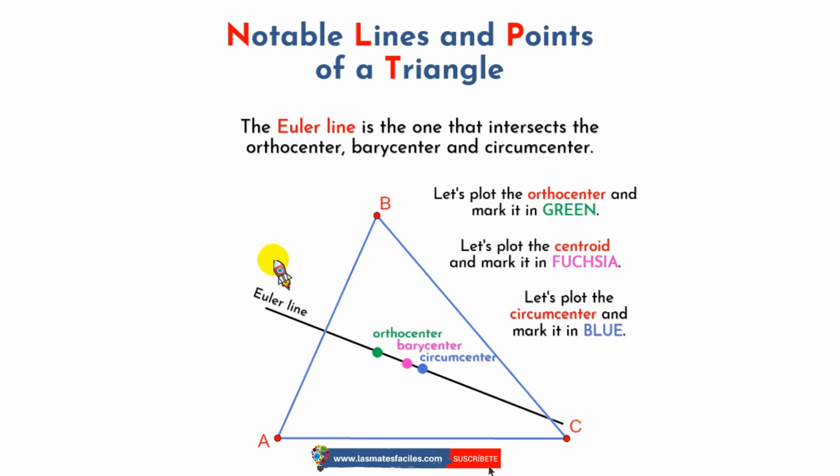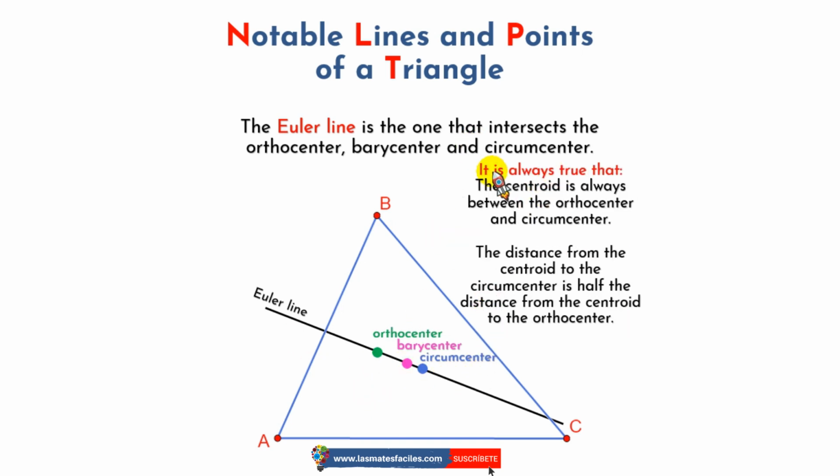We draw Euler's line. These 3 points should be perfectly aligned, and these conditions must also be met. It is always true that the centroid is located between the orthocenter and the circumcenter, and the distance between the centroid and the orthocenter is exactly twice the distance between the circumcenter and the centroid. And okay, we're done.